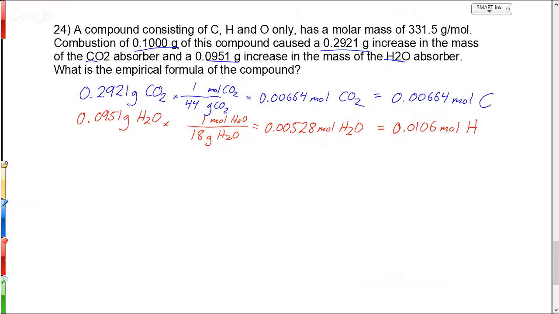Okay. So now we have to go back and calculate grams of just carbon and grams of just hydrogen so we can figure out how much oxygen there was. So let's call this the first step: we get the moles. Second step, we get the grams of just carbon and just hydrogen.